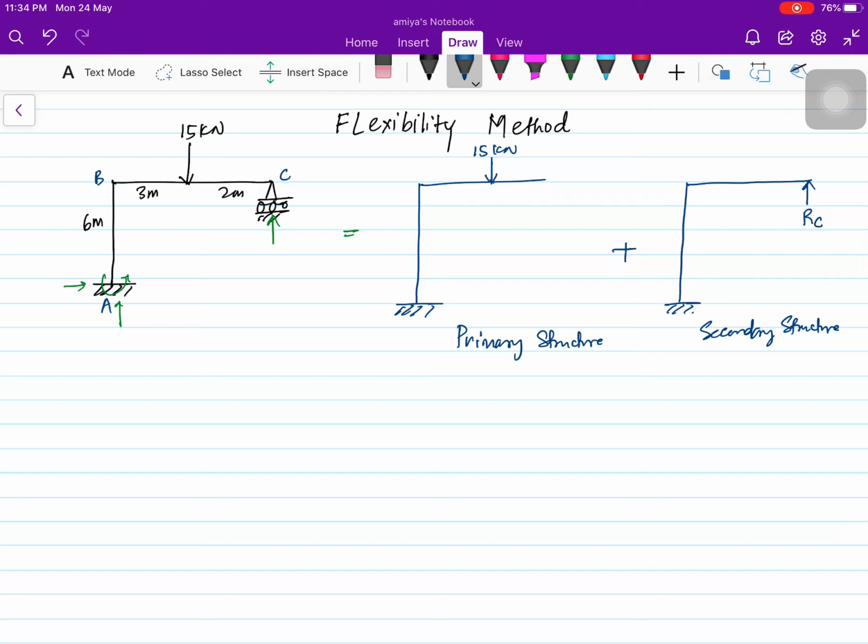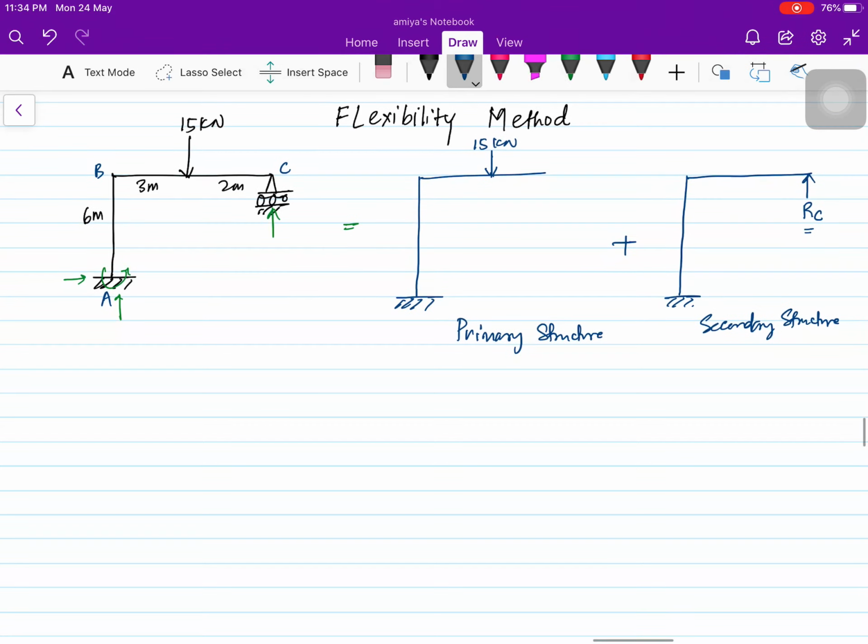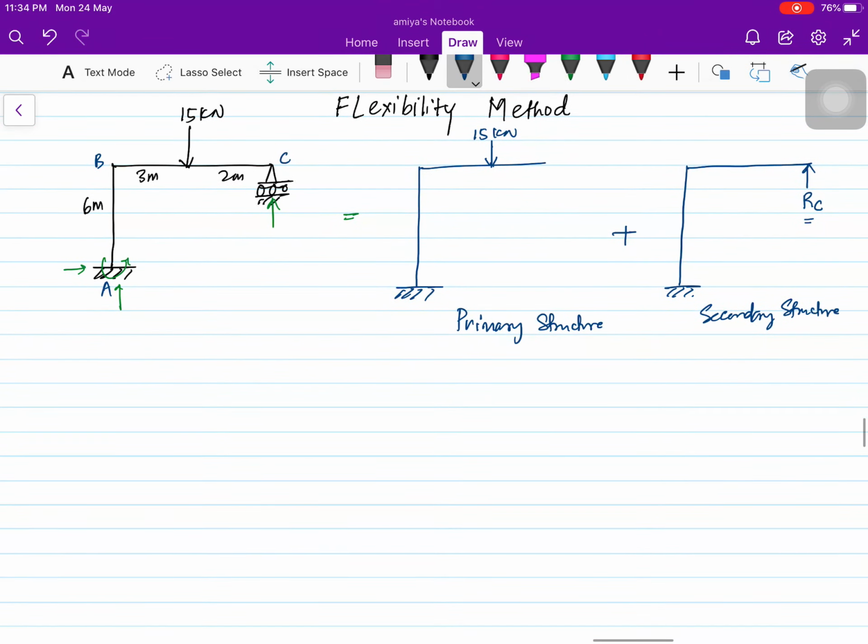So the first step is to divide into two determinate structures, primary and secondary. In the primary structure we have the load, but we have removed the one redundant support, support C, whereas in the secondary structure we have taken this reaction as RC. Now we'll solve both independently using the virtual force method. Then we will use a compatibility equation to solve this.